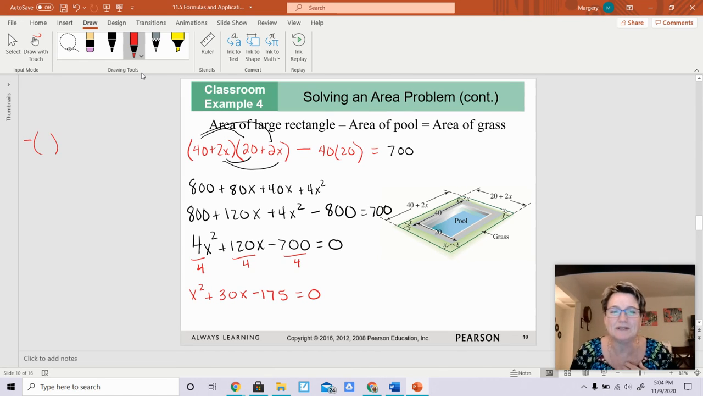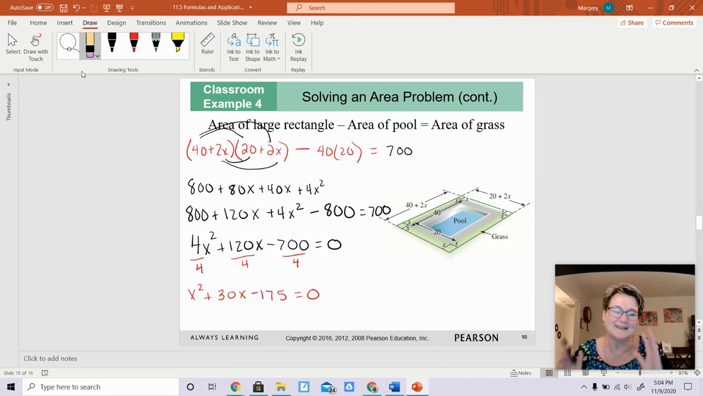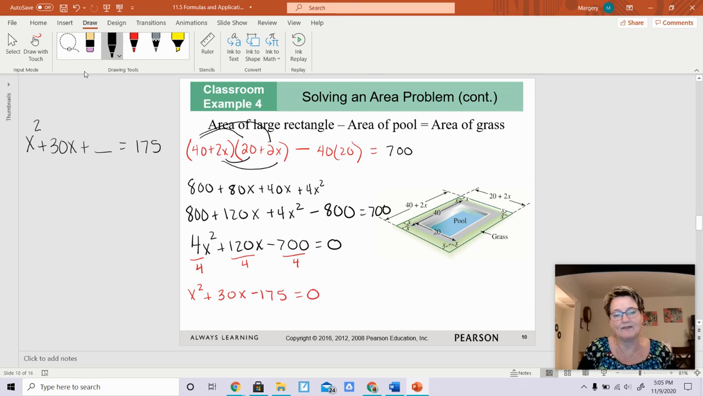Now, you can use the quadratic formula if you like, negative b. I personally would use completing the square, because the numbers are really large, and since 30 is an even number, it just makes life easier. So I'm going to go x squared plus 30x plus something equals 175. I moved the 175 back over to the other side. This is all just from the prior lesson that we did on completing the square.